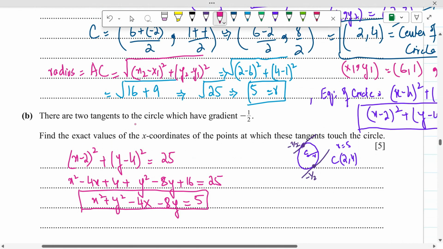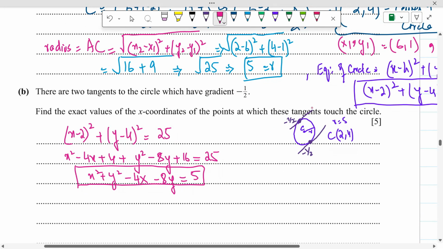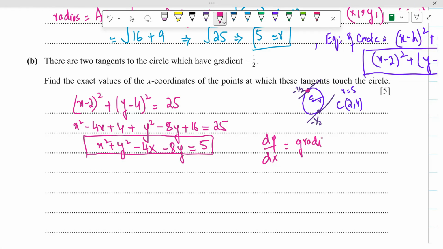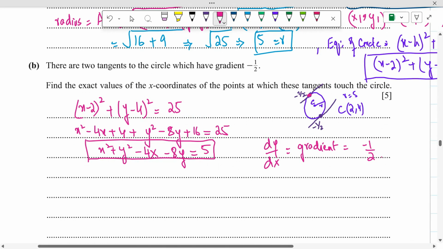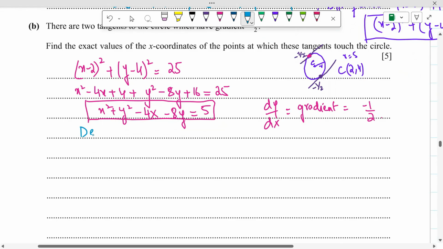We have been given that the tangent to the circle has the gradient negative half. So we can say that the circle will have gradient of negative half at the tangent point. It is given that dy/dx, which is the gradient, is equal to negative half. If we find the derivative of the equation and plug in negative half, we can find a condition that can be used to find the x coordinate of the point. So first we differentiate it.